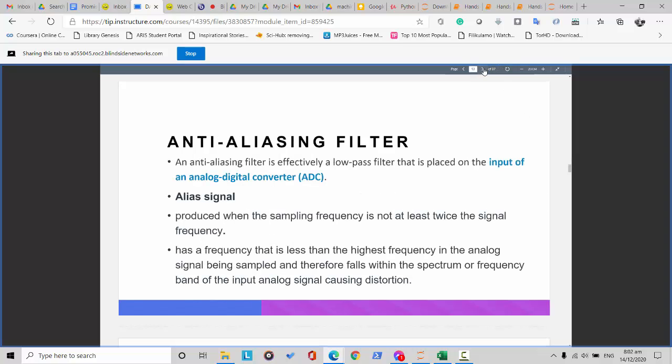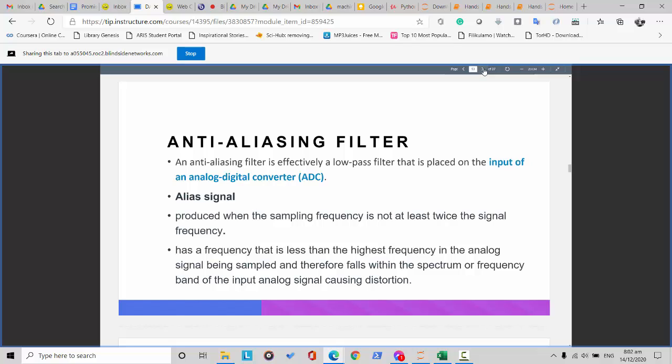Now talking about the anti-aliasing filter. Before we have the sampling, we need a filter, and it's called the anti-aliasing filter. Actually, it's a low-pass filter that is placed on the input of an analog to digital converter, or ADC.